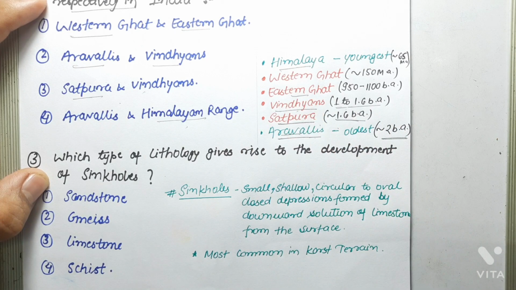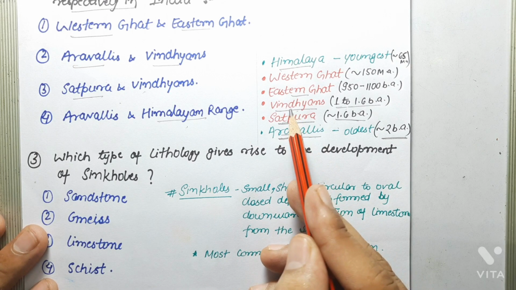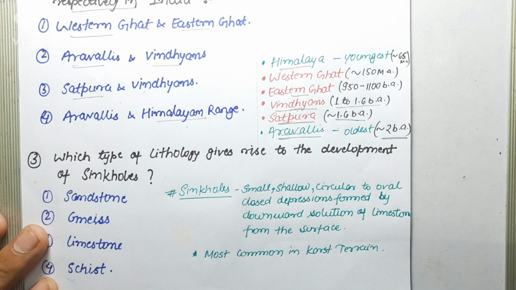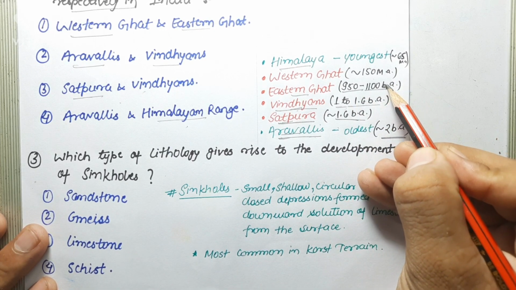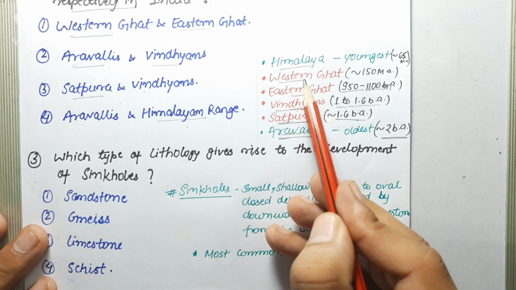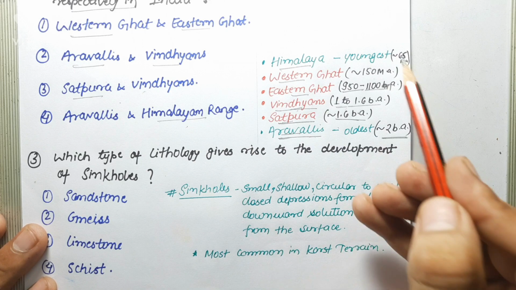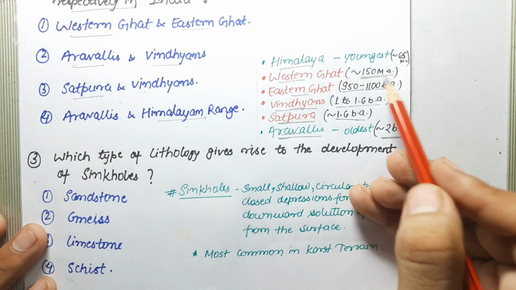Eastern Ghat mountain ranges are discontinuous mountain ranges that run almost parallel to the east coast of India. And Eastern Ghats are though older than Western Ghats but younger than Aravalis, Satpura and Vindhyans. These Eastern Ghats formed between 950 million to 1100 million years ago. My mistake, this is not billion, this is million. Then Western Ghats formed approximately 150 million years ago, and these mark the western boundary of the Deccan Plateau.